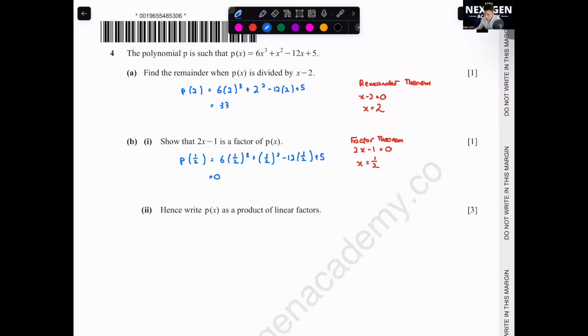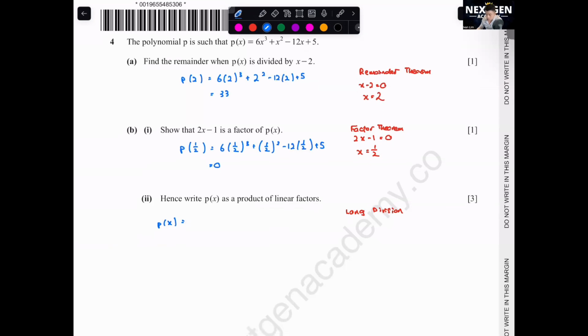Next one. Hence, write P(x) as a product of linear factors. So how do we write this as linear factors? This is a cubic. We need to show some sort of working. What's the working that we're going to show to factorize a cubic equation? You're going to use long division. There's another method where you open up the bracket and put one linear factor and one quadratic factor. For me, I don't like to use that method, so I teach all students to just stick to this method.